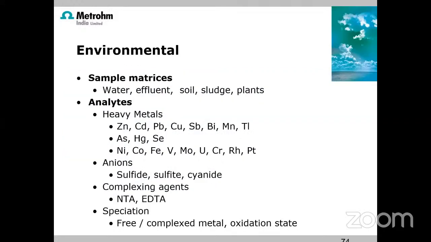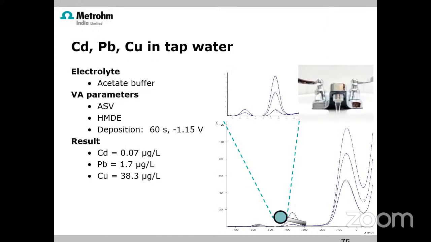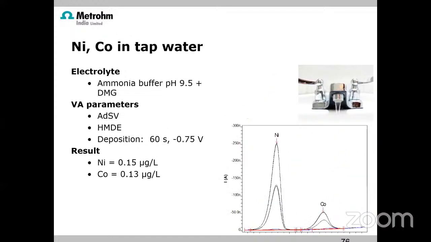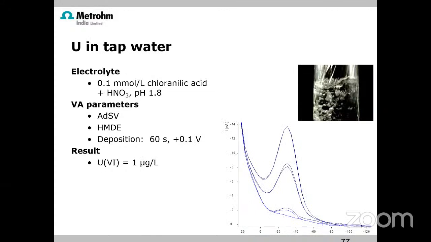Then environmental samples, sample matrices and analytes. You can see some examples like cadmium, lead, copper in tap water, then nickel and cobalt in tap water, then uranium in tap water. If you go to Punjab, especially the Bathinda region, there are so many borewells, no? Uranium is coming out from those borewells.